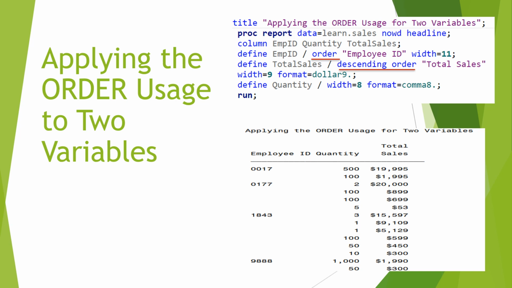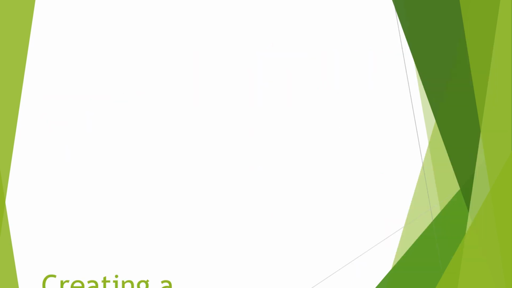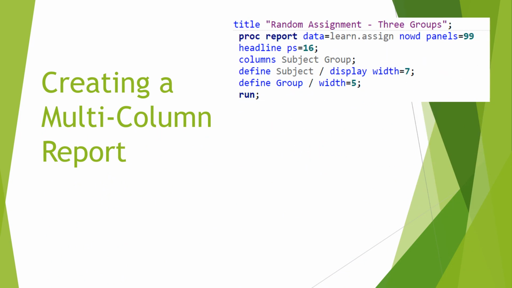Here you can see the report is in ascending order of employee ID and descending order of total sales. PROC REPORT can create telephone book style multi-column reports as well.